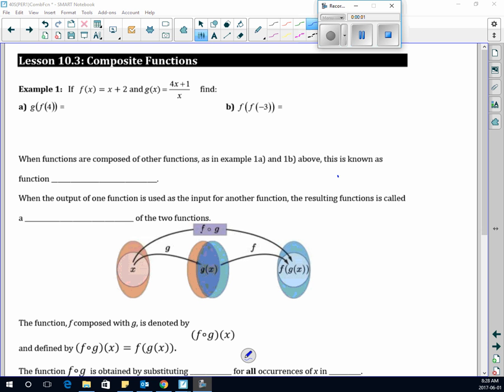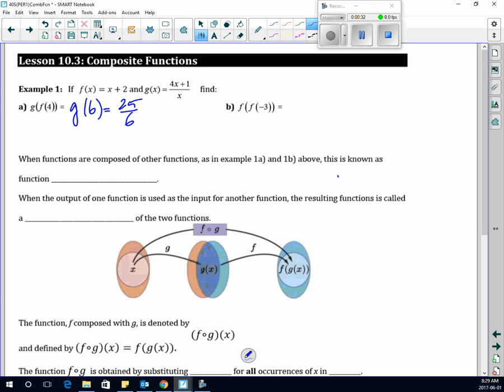Do you think you could solve the first example without me even showing you anything? What do you think you would do? Plug in 4 to x plus 2. And what do we get? 6. So then what do I do with the 6? Plug in 6 to 4x plus 1 over x. See, I don't even have to teach you guys anything. And so then I plug 6 into the g machine there, and I get, what, 25 over 6?